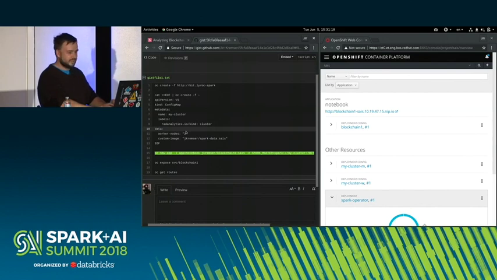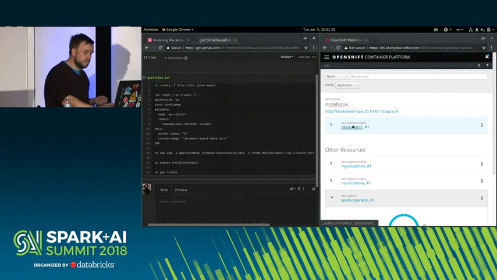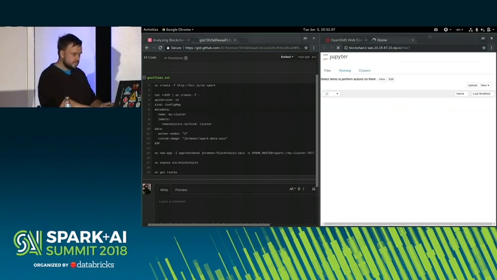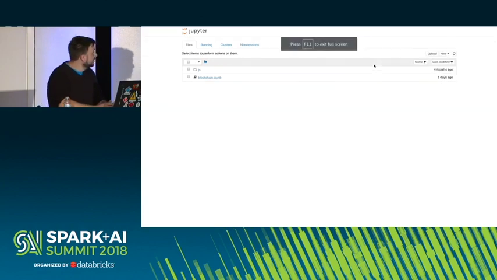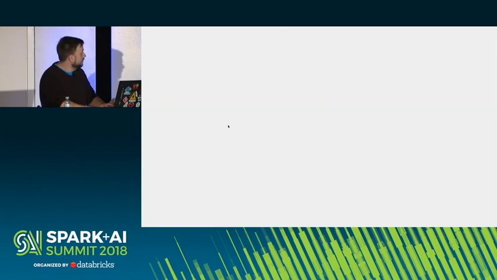Not sure what you see and what not, but I basically copy-pasted these commands to the command line, and now I'm able to see the running cluster in OpenShift. There is one master and two workers, and one instance of a blockchain notebook. So if I open the blockchain notebook, this is the Jupyter notebook. Let me try to make it more visible by putting it in full screen.